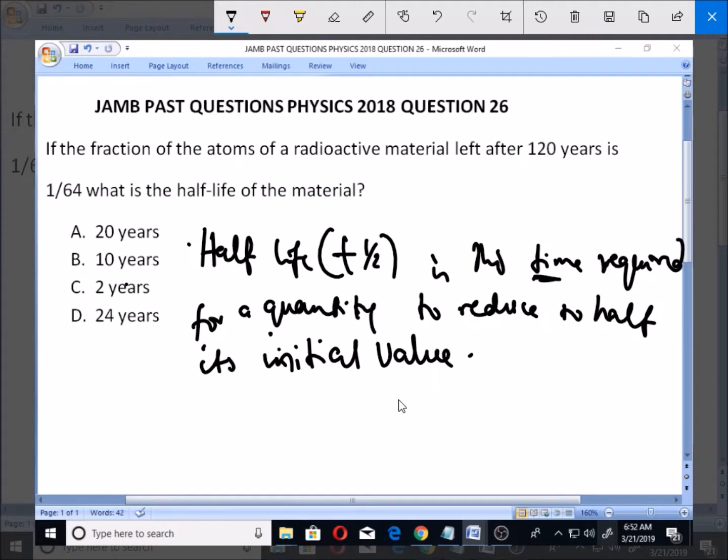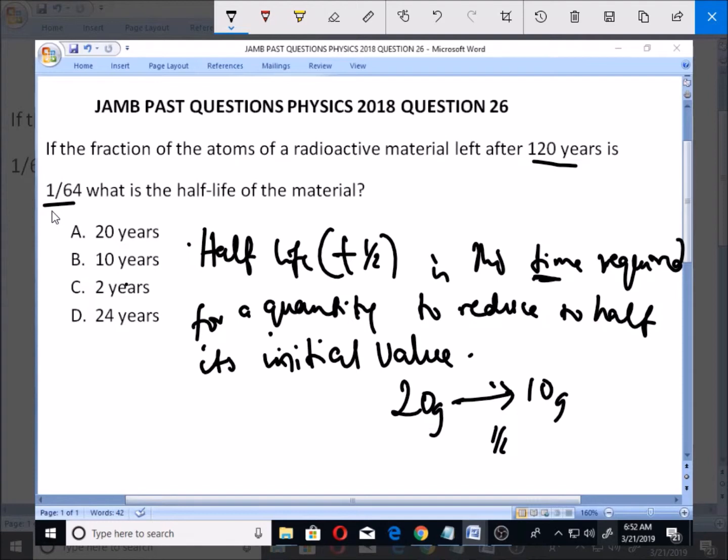So let's say the initial value is 20. The time it will take for it to become 10, from 20 gram to 10 gram, that time is known as the half-life. So now, how do we solve this given the number of years taken and the fraction of the atom remaining after these years?